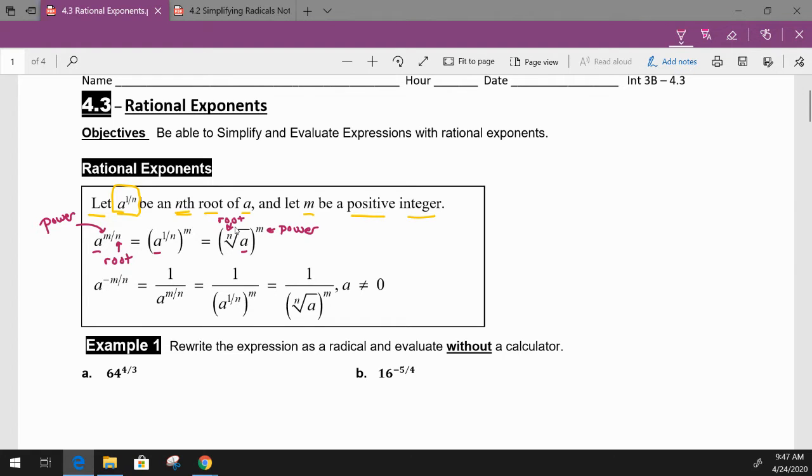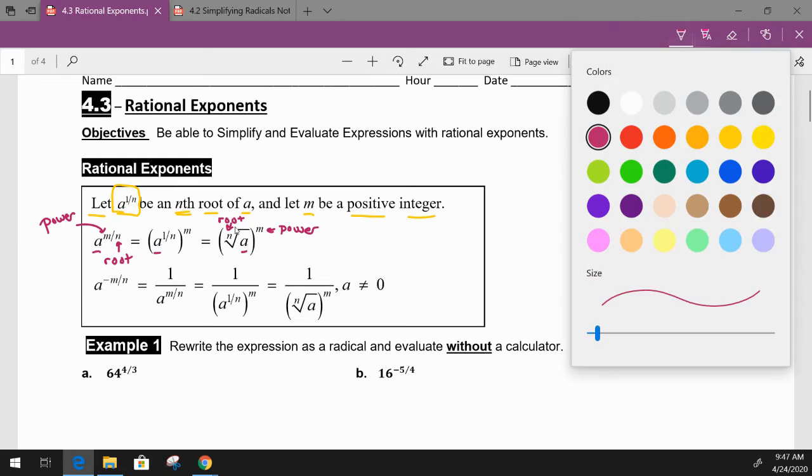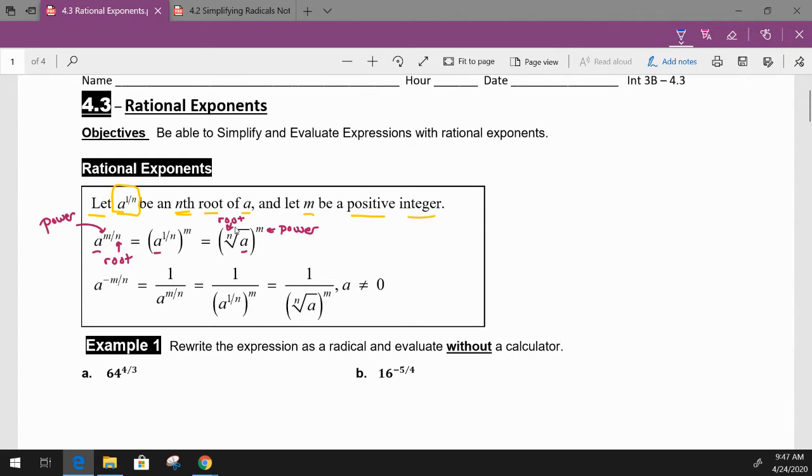So one of the things that hopefully you've learned from the past is that a square root, we'll use a for our variable, actually has a root of 2. So if there's no root written in the index, it's understood that the root is 2. And this is in radical form. When we write it as a rational exponent, we write a to the 1/2 power. So the root of 2, which is in the index, is the denominator of your exponent.